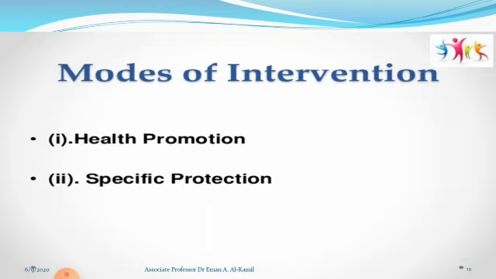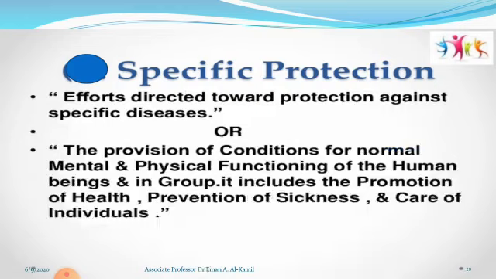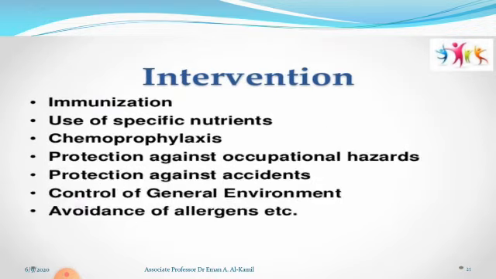Modes of intervention for primary prevention, as we mentioned, are health promotion and specific protection, which we have already discussed previously. Specific protection is directed toward protection against specific diseases, or the provision of conditions for normal mental and physical functioning of human beings and in groups, and it includes the promotion of health, prevention of sickness, and care of individuals, which have already been discussed.